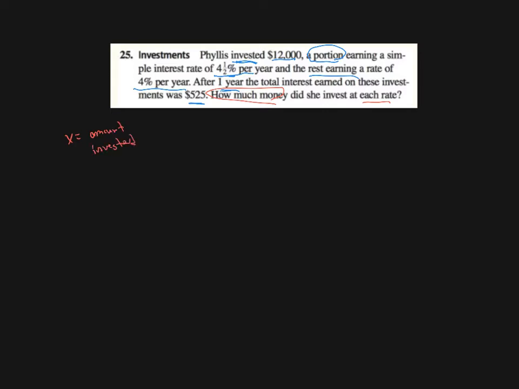invested. And so we're going to have to express an amount in two different accounts using the same variable. So we know that 12,000 was the total amount that she had, right? And so she invested X of it at 4.5%. And then the rest. Well, if there was 12,000 and she had X amount invested in one, then if you subtract that amount that she invested in one account, you would have the amount that she invested at the 4% rate.